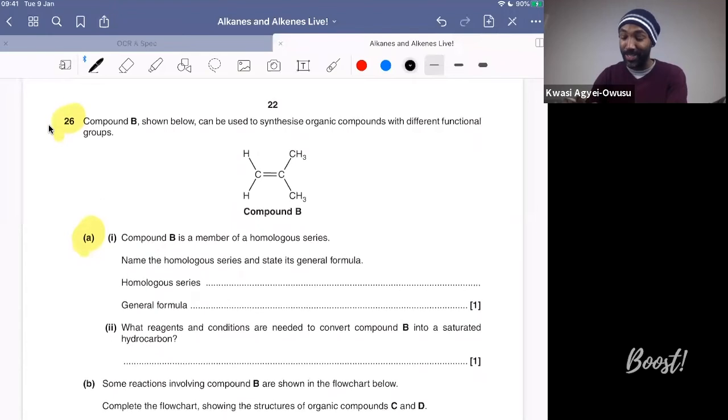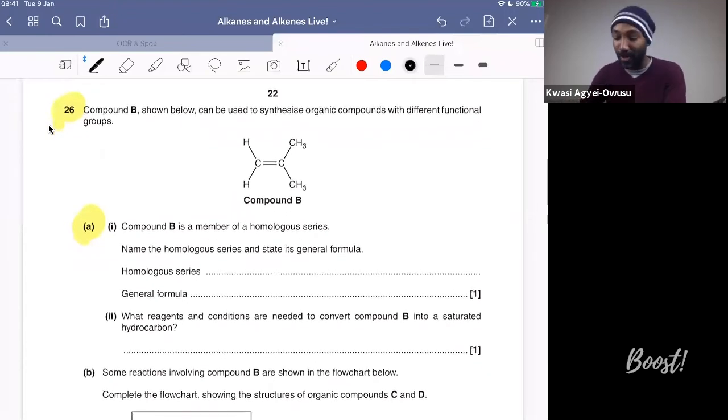So looking at question 26 and 26A part 1, you've got compound B being a member of this homologous series. It says name the homologous series and state its general formula. Compound B looks like it is an alkene to me. It's got a carbon-carbon double bond. There are no other functional groups present. General formula would be CnH2n plus 1. Sorry, that's completely rubbish. CnH2n, I should say. So we're looking at an alkene here. Okay, so CnH2n. So the compound we've got there is an isomer of butene. So we've got propene, and methyl propene is the actual compound B.